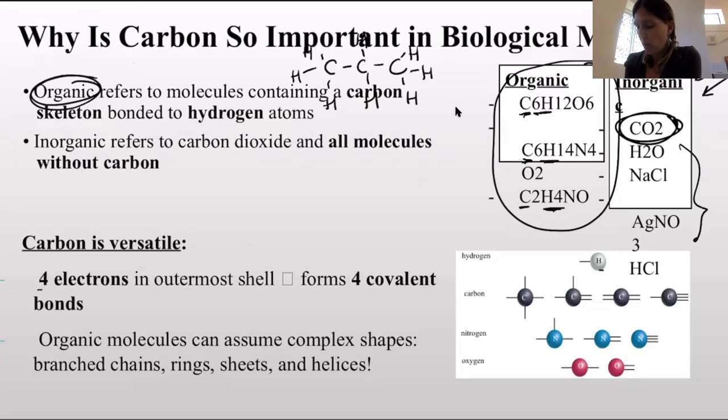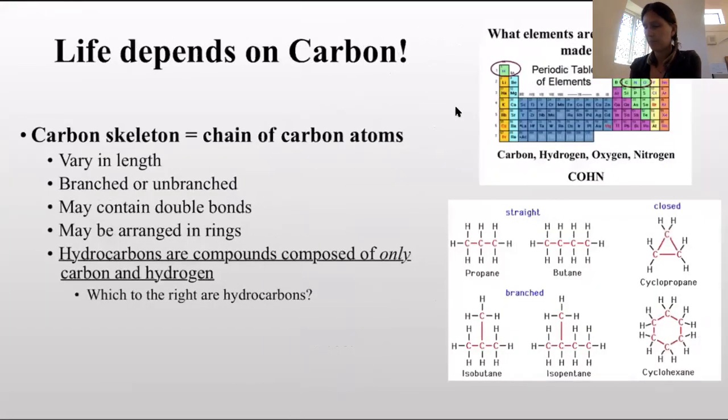It has 4 electrons in its valence or outer shell. Therefore, it can form 4 covalent bonds, and it can make lots of complex shapes: branched chains, rings, sheets, helices, etc. Life truly depends on carbon. Remember that carbon, hydrogen, oxygen, and nitrogen are in all living things. That's primarily what all living things are made of.